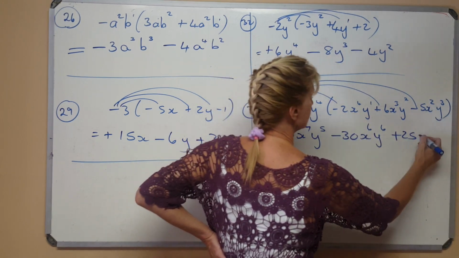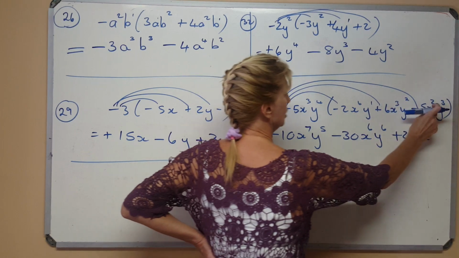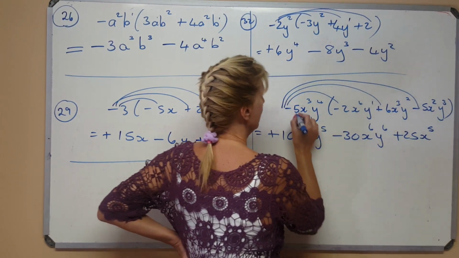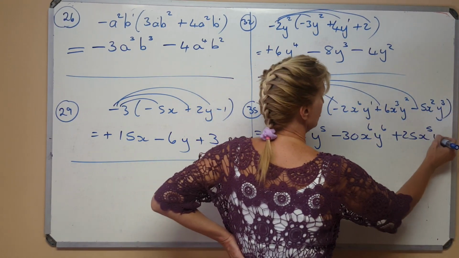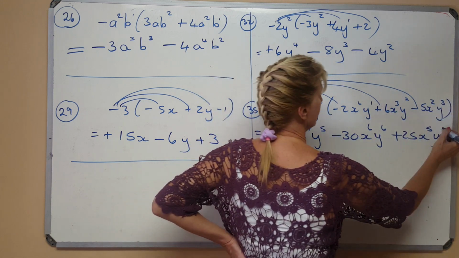Keep the base x, add the exponents 3 and 2 added together gives me 5. And y, add the exponents together, 4 and 3 gives me 7.